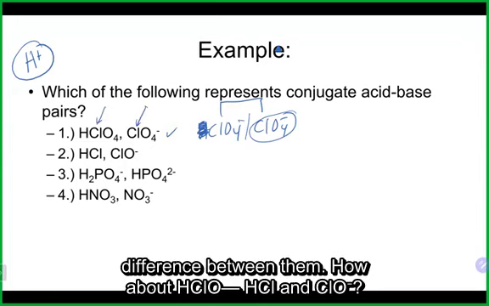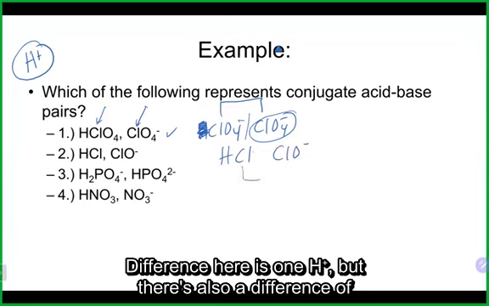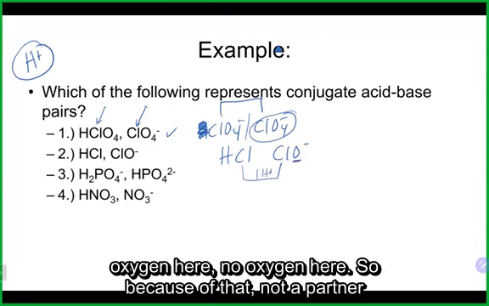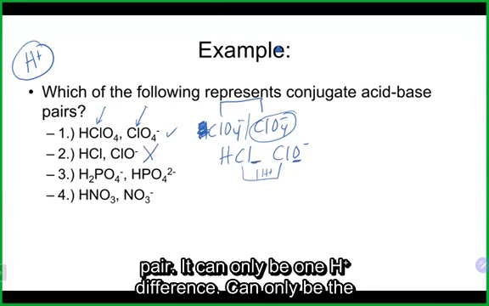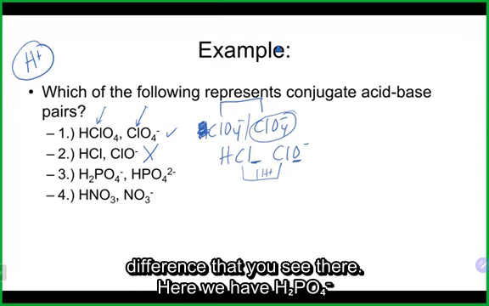How about HClO, HCl, and ClO minus? The difference here is 1 H plus, but there's also a difference of oxygen, here there's no oxygen. So because of that, not a partner pair. It can only be a 1 H plus difference, that can only be the difference that you see there.